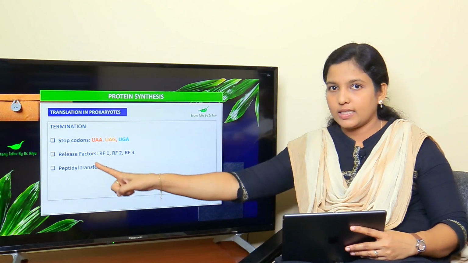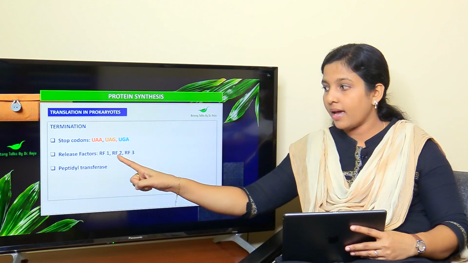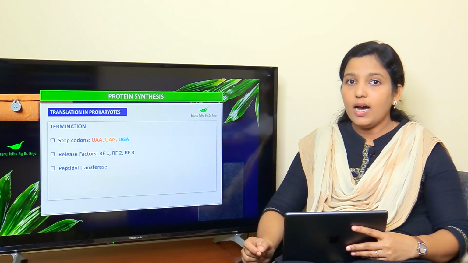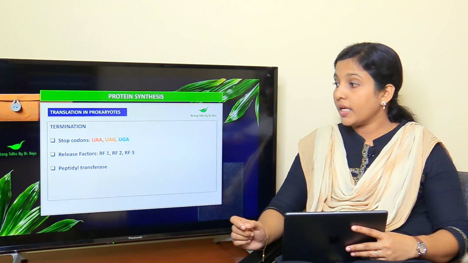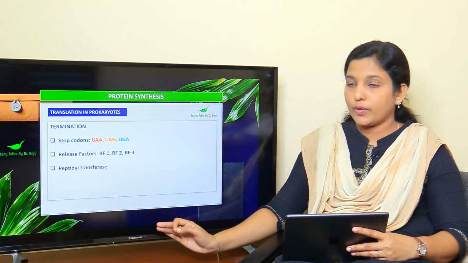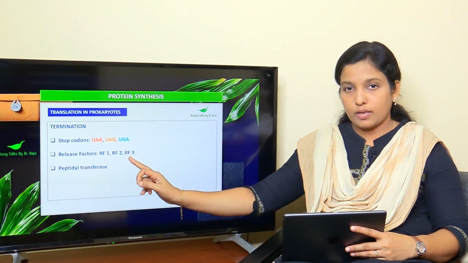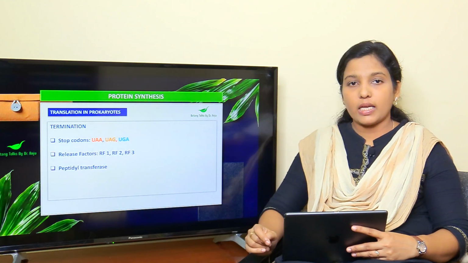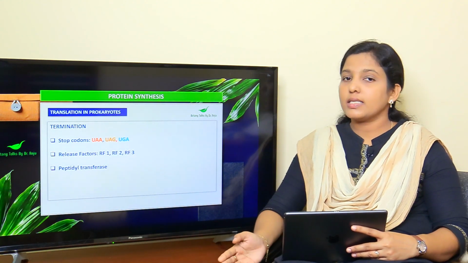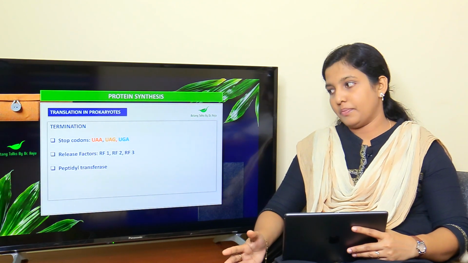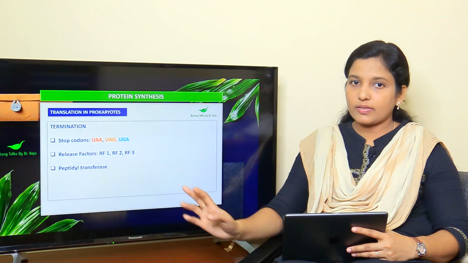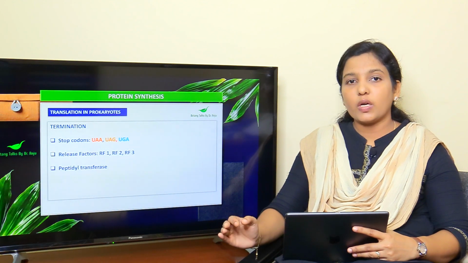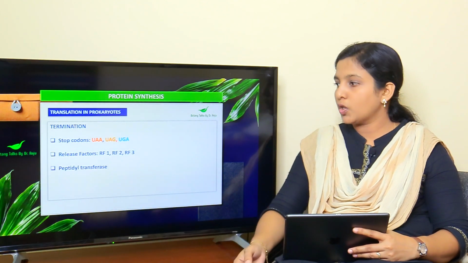There are some other factors that act during this step. They are called release factors. RF1, RF2 and RF3 are the 3 release factors involved during termination of prokaryotic translation. RF1 and RF2 are specifically involved in stopping the process, and RF3 is involved in release of the 30S and 50S ribosomal assembly. Another factor is peptidyl transferase.